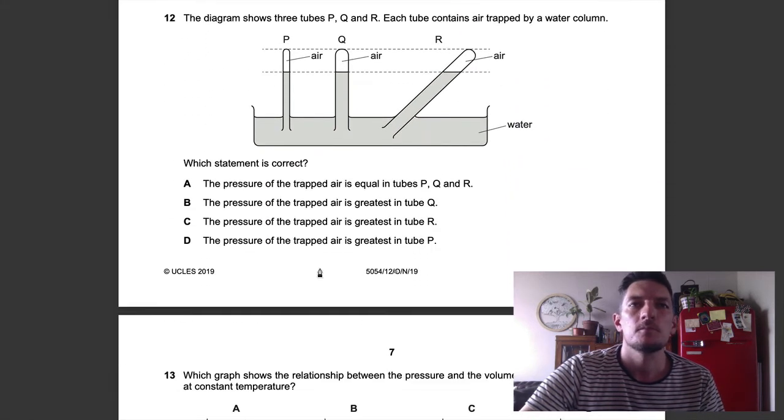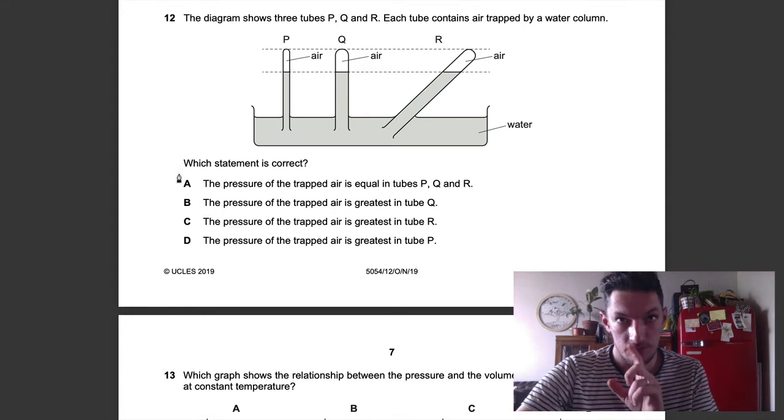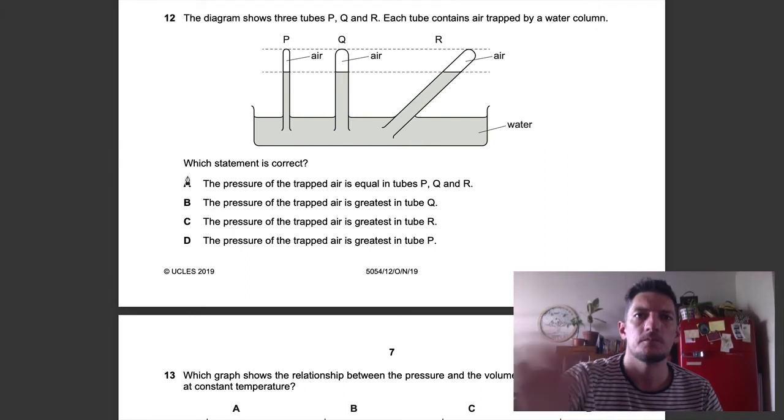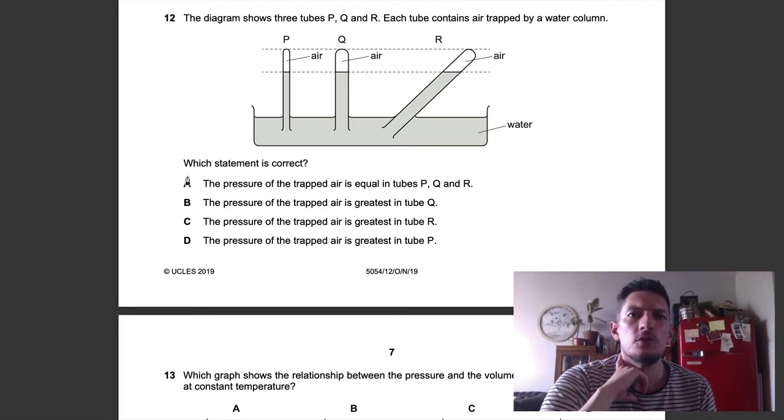Next question. This diagram shows 3 tubes, P, Q, and R. Each tube contains air, trapped by a water column. Okay. Which statement is correct? The pressure in the trapped air is equal in tubes P, Q, and R. The pressure is the greatest in tube Q, or R, or P.